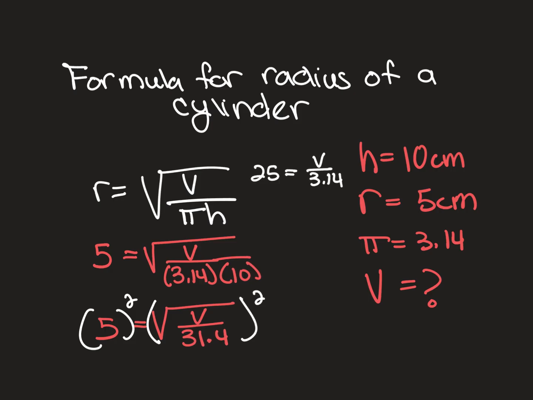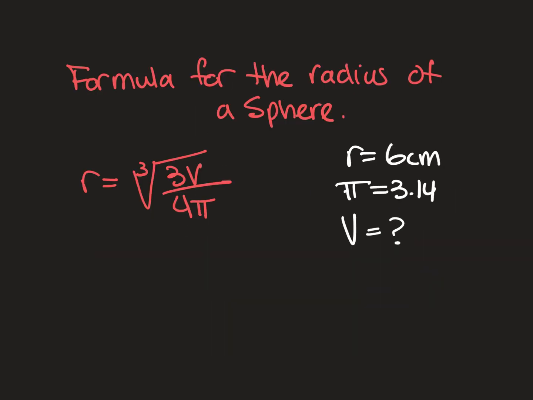And the only thing I have to do here to get v by itself is get rid of, oh, that's supposed to be 31.4, I'm sorry. The only thing I have to do here to get v by itself is actually multiply 31.4 times 25. So my volume would be 785 centimeters, and we know it's cubed because it's volume, right? Volume is always cubed. Let's look at one more.